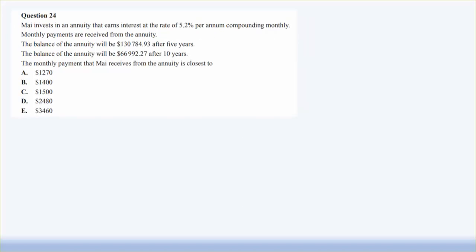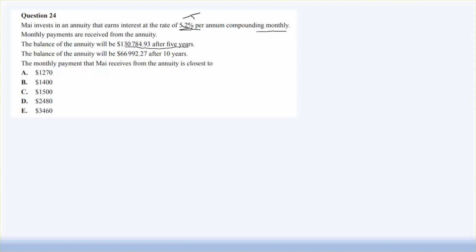Question 24. May invest an annuity that earns an interest rate of 5.2% per annum, compounding monthly. Monthly payments are received from the annuity. The balance of the annuity will be $130,784.93 after 5 years. The balance of the annuity will be $66,992.27 after 10 years. Well, the monthly payment is what I want to find out.